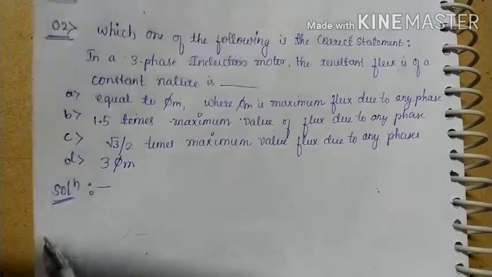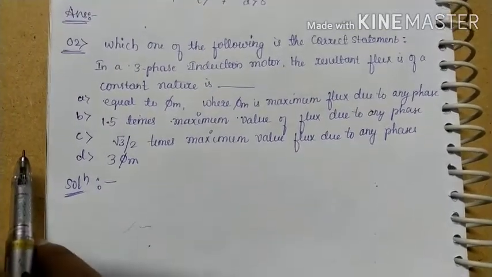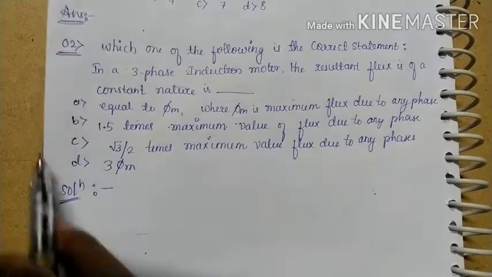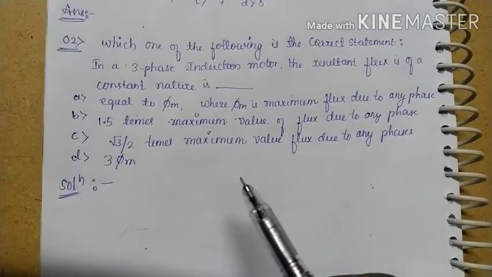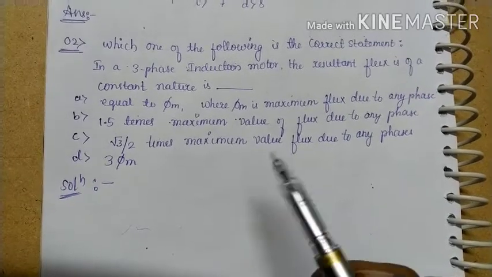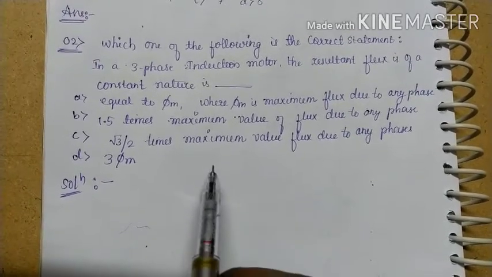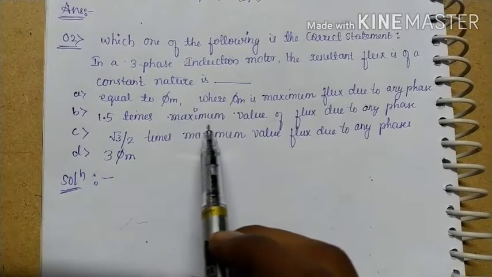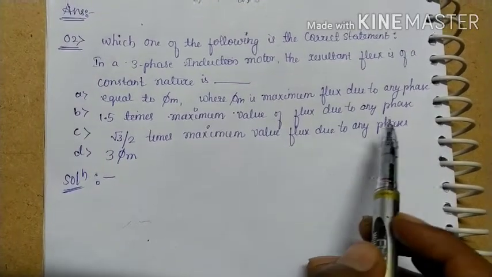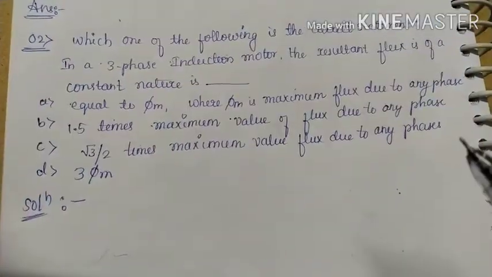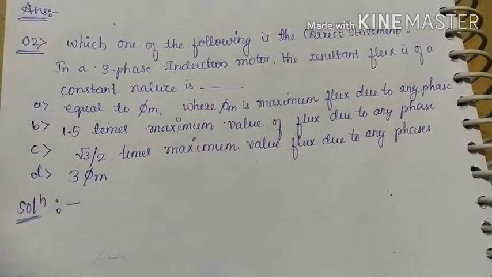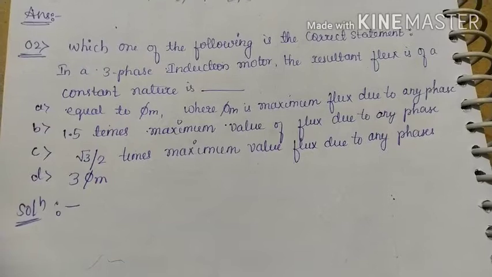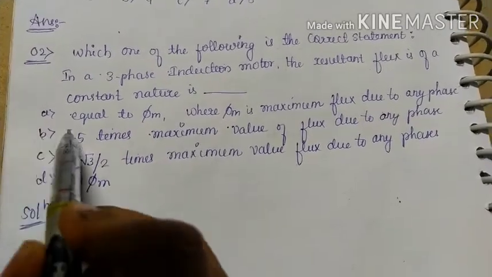So for this we have a solution. In a 3-phase induction motor, we know that the resultant magnetic field is of constant magnitude, that is 1.5 times the maximum value of flux due to any phase. That magnetic field is produced separately by each phase. So option B will be the answer.